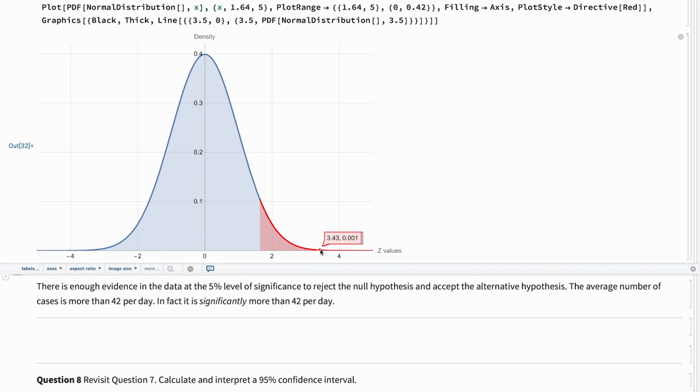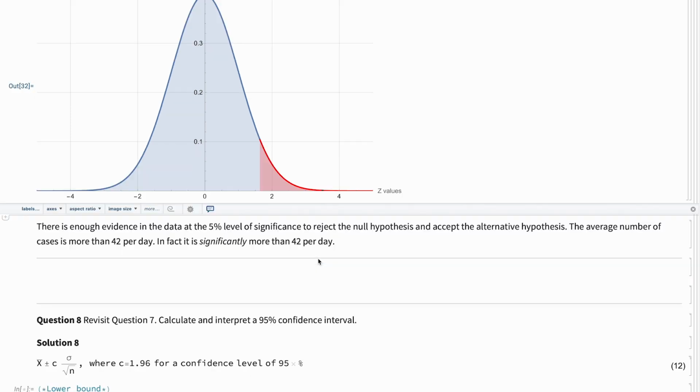So we conclude there's enough evidence in the data at the 5% level of significance to reject the null hypothesis and accept the alternative hypothesis. The average number of cases is more than 42 per day. In fact, it is significantly more than 42 per day. These caregivers were right. They are seeing more people on average per day.